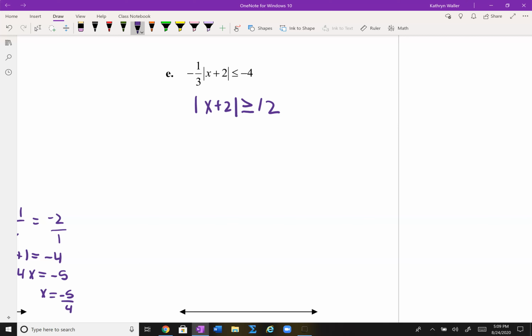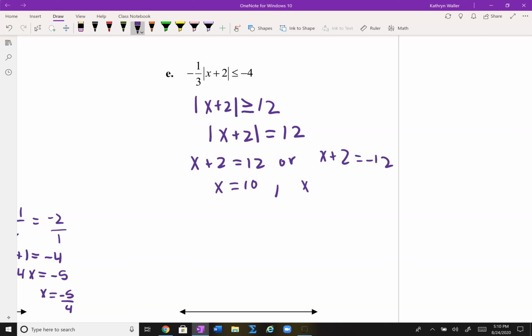Okay, so I switched the direction and I did 4 divided by 1/3 and I got a 12. Now make the inequality an equal sign. The absolute value was alone, so I was good to do that. Split it into 2. So it looks like that, or it looks like that. Move the 2 over. X equals 10. Move the 2 over. X equals -14.